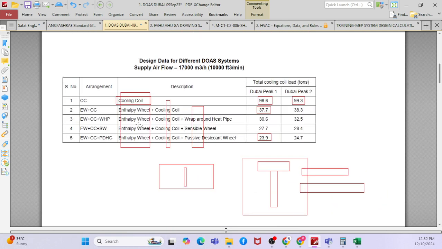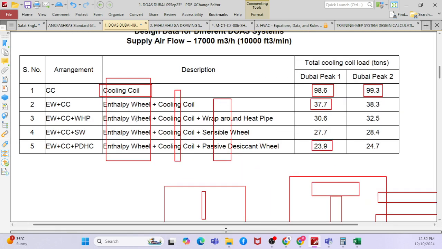You can see as a sample, one of the samples for the same condition. Okay, in this one they have done one calculation, right? You can see in this picture. So what they did with the one with the cooling coil only. What is the temperature they got? What is the tonnage they got? 99.3. If they are going with the enthalpy wheel, you can see how much saving.